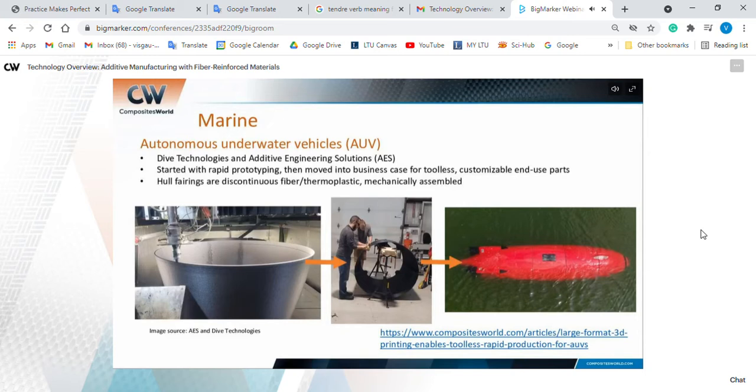And what they realized in building these prototypes is that the components actually achieved the requirements they needed for the end-use part. So it eliminated the purchase of a mold and allowed for more design flexibility and customization. This has become a key part of their business case going forward with these products.